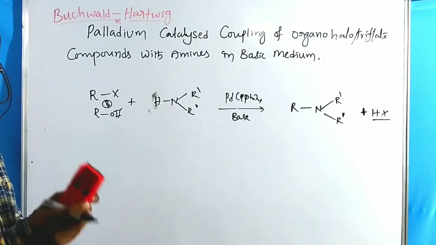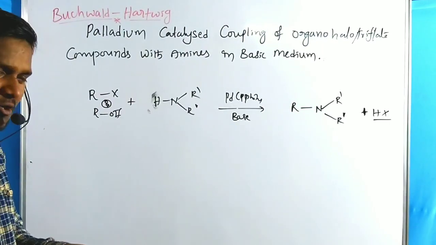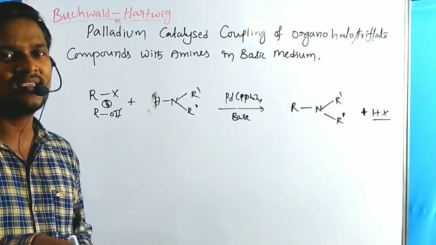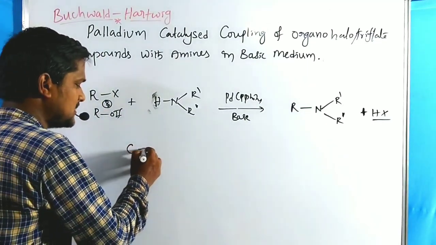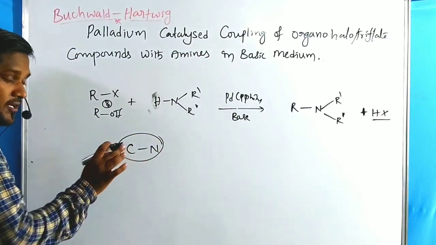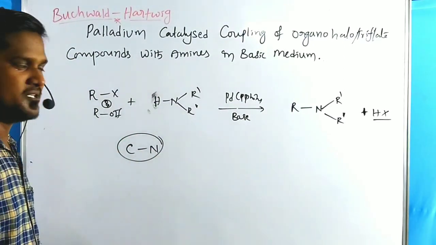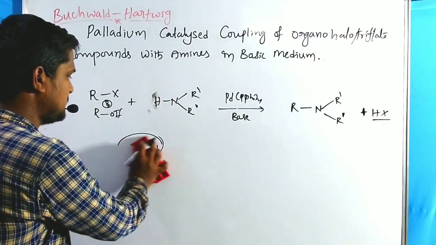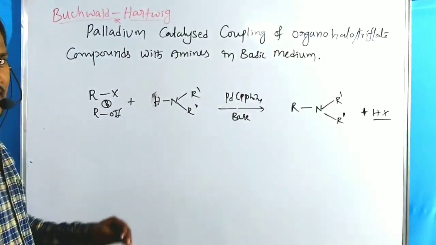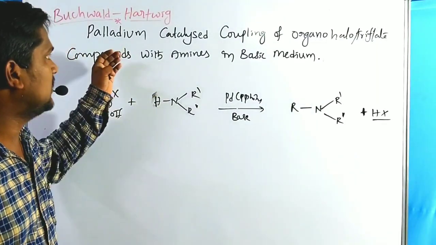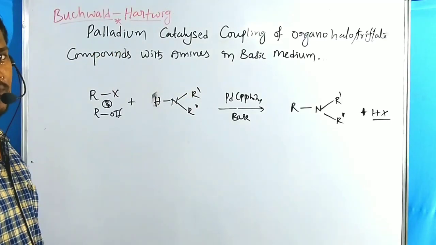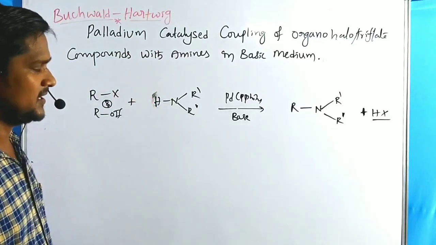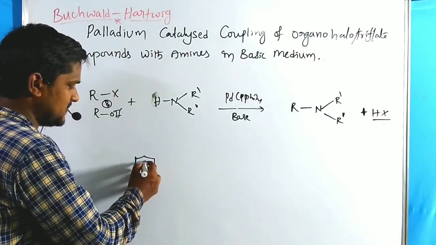Generally the new thing in the Buchwald-Hartwig reaction is that in all the previous cases we synthesized new C-C single bonds. Now in this case we synthesize a carbon nitrogen hetero single bond, a C-N single bond formation reaction. So this is the major difference between the remaining palladium catalyzed reactions and the Buchwald-Hartwig reaction.